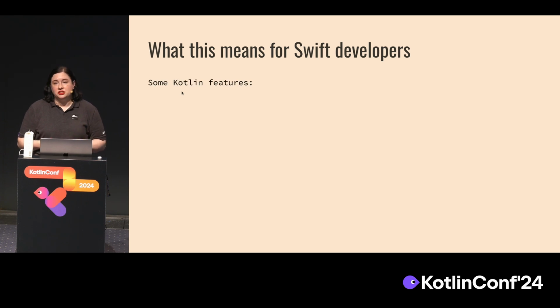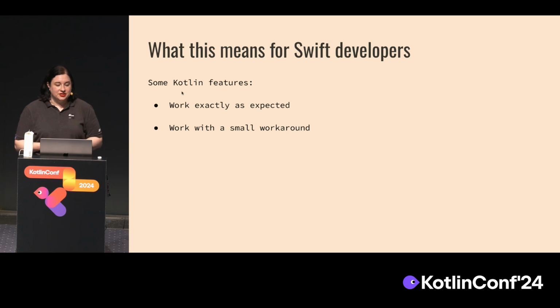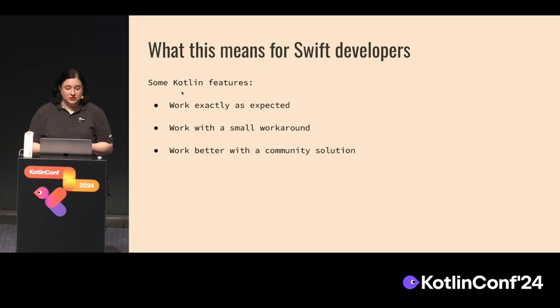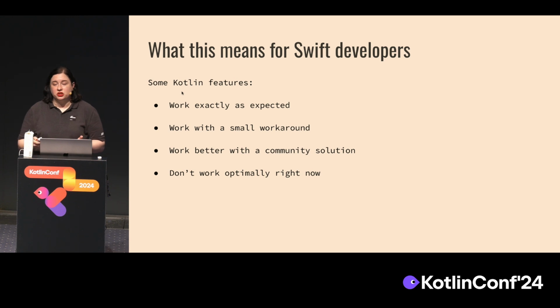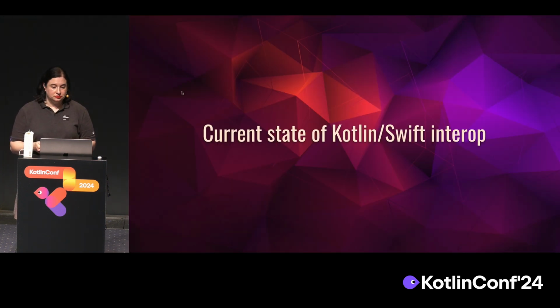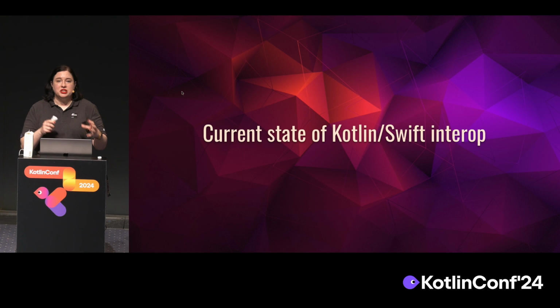So some Kotlin features work exactly as expected. Some work with a teeny tiny workaround, some work better with a community solution, and some unfortunately don't work optimally right now or don't work, but those are in the vast minority. And this takes me nicely into my first section about the current state of Kotlin Swift Interop. So in this section, we're really going to zoom through all the Kotlin features into which interop categories they actually belong. And I'm going to share some observations on how support for features are spread.